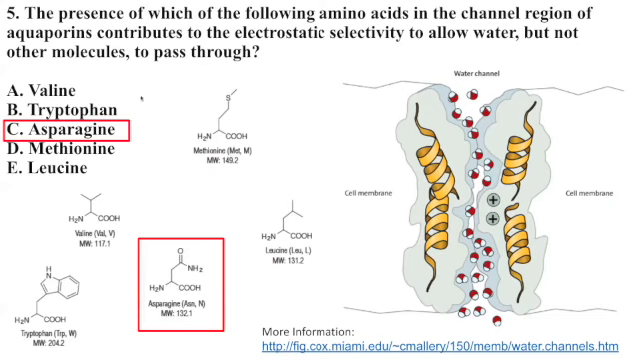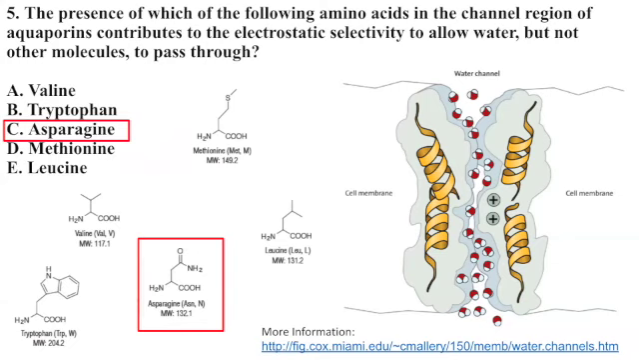5. The presence of which of the following amino acids in the channel region of aquaporins contributes to the electrostatic selectivity to allow water, but not other molecules, to pass through? So again, you've got to remember the chemical properties of your amino acids. In this case, we have asparagines. I always say asparaginine. Asparagines are involved in moving water through.